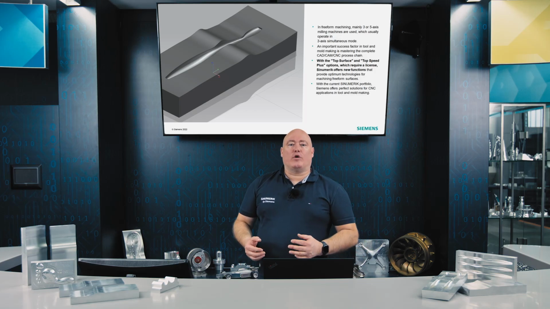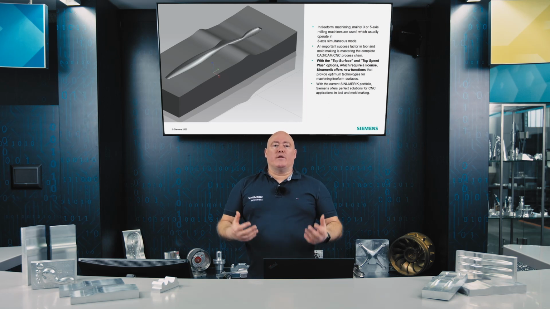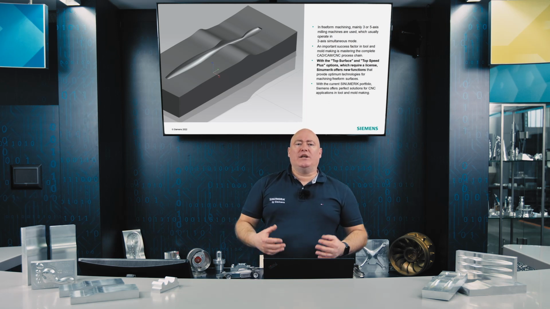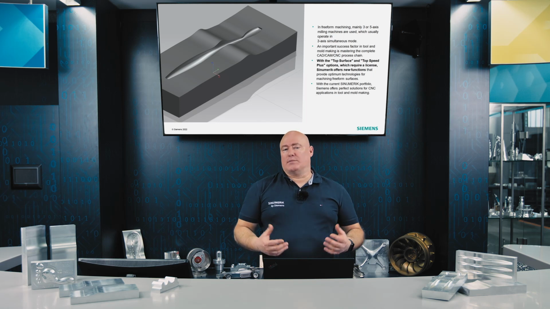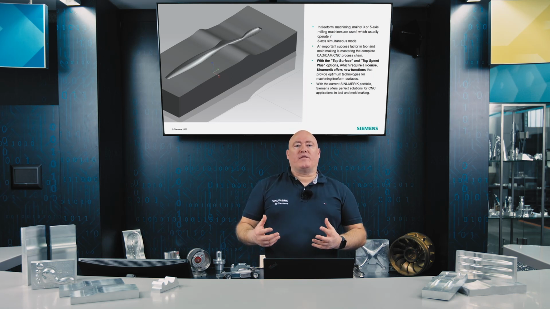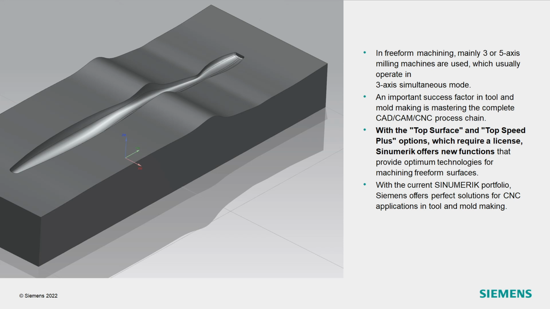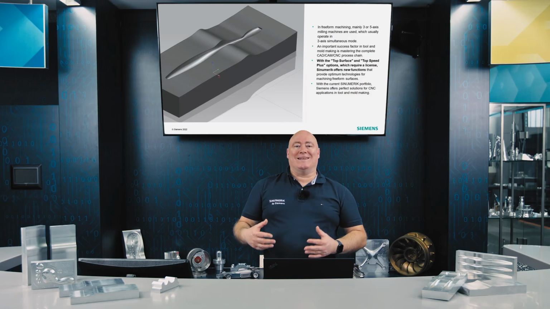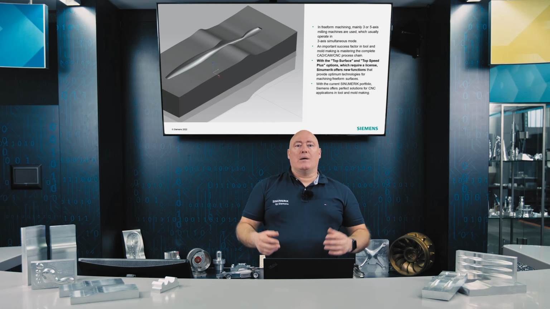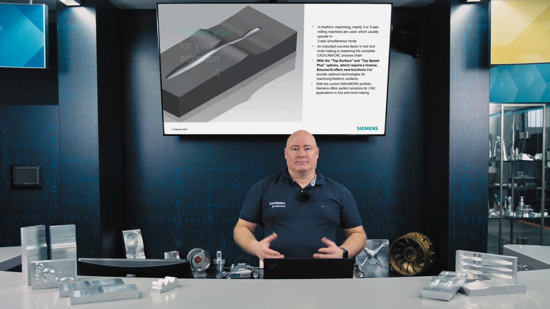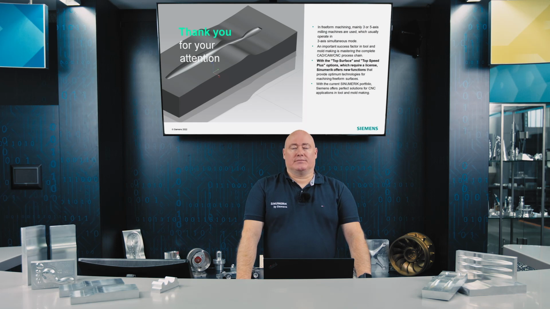We've seen that in free-form machining, 3 or 5-axis milling machines are mainly used, but most of them operate in 3-axis simultaneous mode. For optimum surfaces and machining speeds in tool and mold making, mastering the entire CAD/CAM CNC process chain is of crucial importance. Top Surface and Top Speed Plus are functions that set new standards in terms of surface quality and machining speed. Thank you for watching, and see you next time.